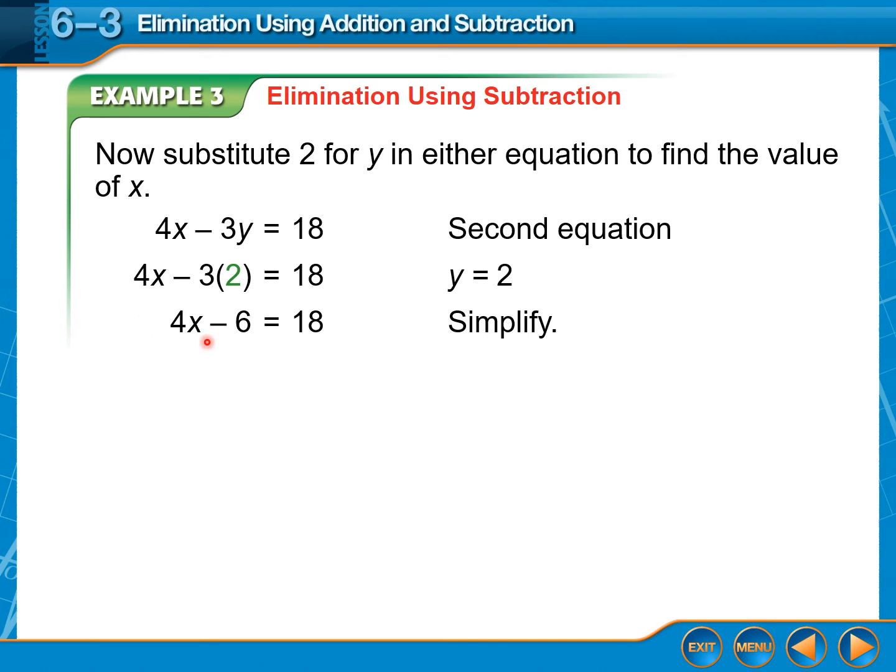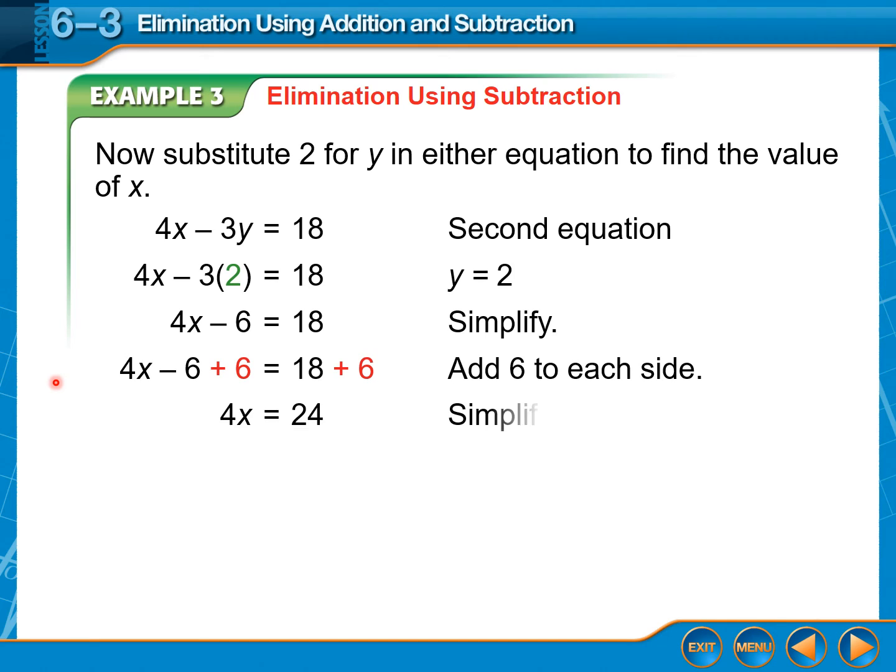Now I need to get rid of everything here in order to solve for x. So since I'm subtracting 6 here, I need to add 6 to both sides. So 4x minus 6 plus 6 is equal to 18 plus 6. So these 6's on the left cancel out, so we're left with 4x is equal to 18 plus 6, or 24.